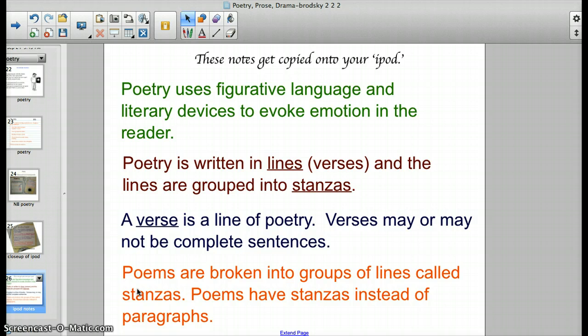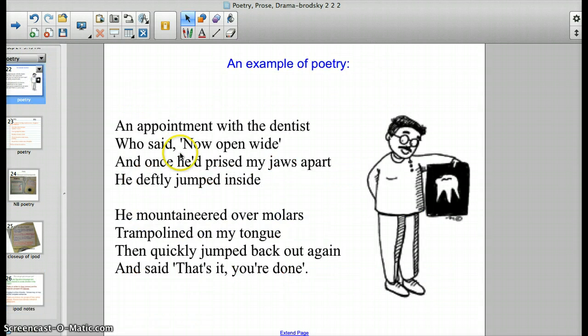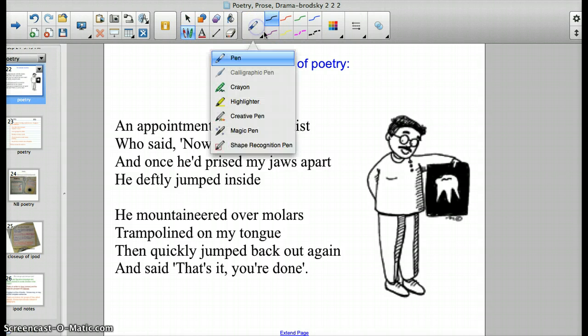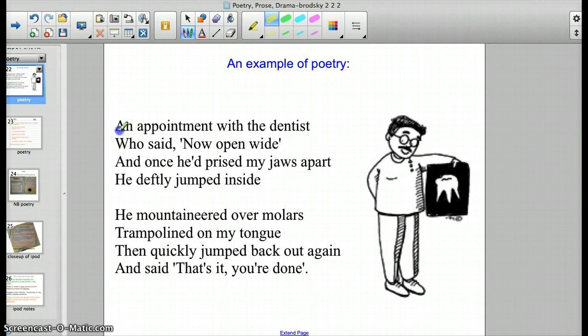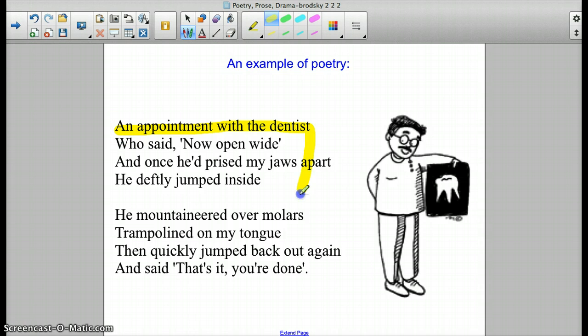Poems are broken into groups of lines called stanzas. Poems have stanzas instead of paragraphs. So as I was saying earlier, this section is one stanza, okay? And then here is another stanza.